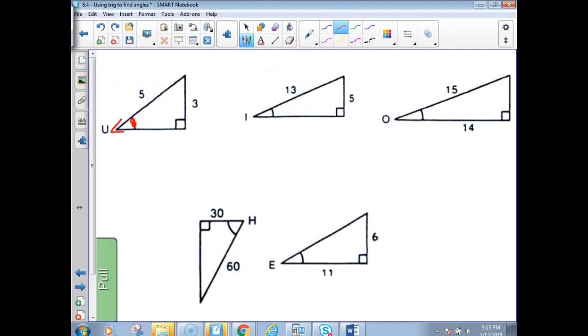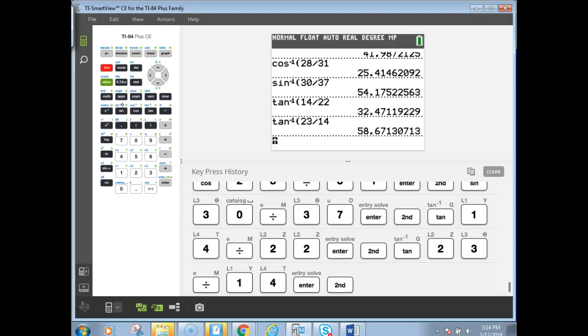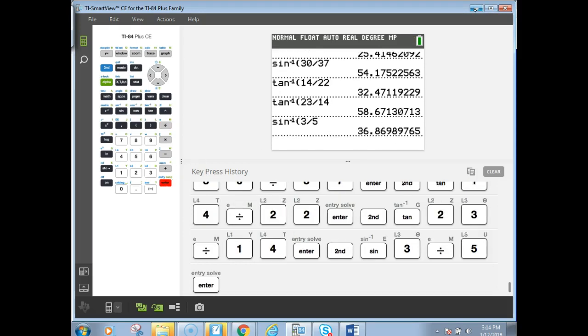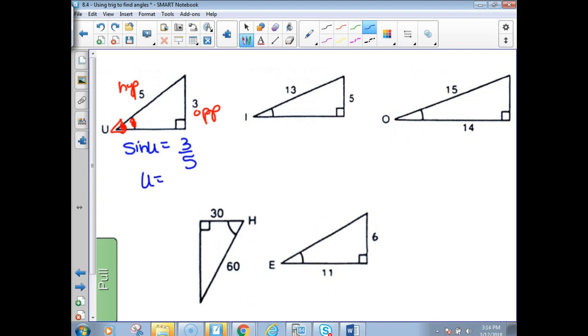Okay, so we're going to be standing here. This would be your opposite leg. This would be your hypotenuse, of course. And we would not use the tangent. What's the one for opposite and hypotenuse? You never use a tangent. Sine. Sine of U is 3/5. And then you'll find that answer by doing second sine 3/5. 3 divided by 5. You get 36.86, and you round that to 37 degrees. Okay, so angle U is 37.